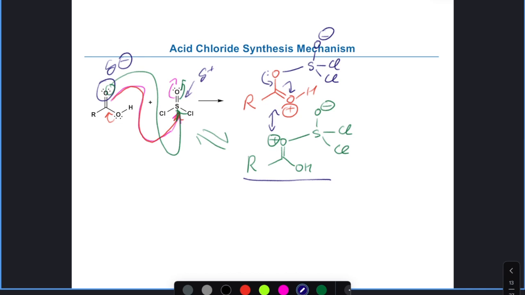Okay, what's the next move? Now that we've done this, what do you think happens? Think back to what we've talked about with nucleophilic acyl substitution. What do you think we do from here? We've just created something where you've got the sulfur oxygen, negative charge. We've activated the oxygen. What do you think makes sense next? Yeah.